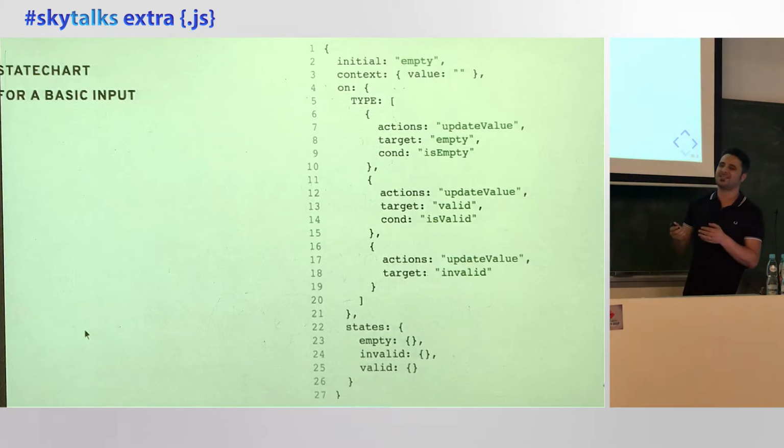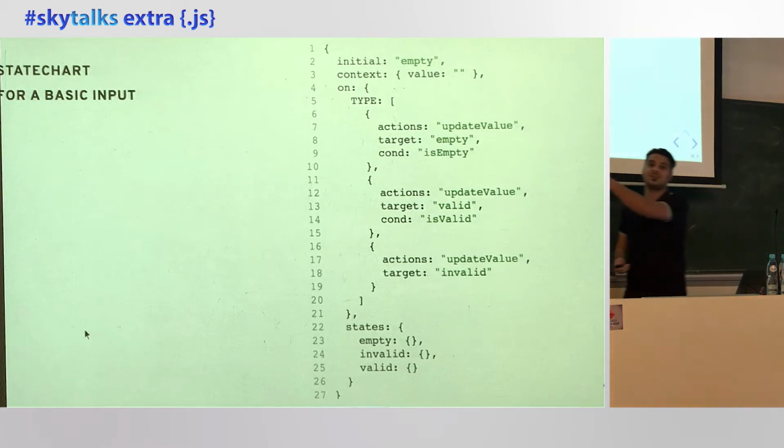But it doesn't make sense. It's just a JSON definition. Why would they care about it? Because now you can visualize it. XState comes with a built-in visualizer. You basically copy-paste it. This is what I did last night. Copy-paste it into the visualizer website, and it gives you this. And now this is how you can tell the designer how the input is supposed to work.